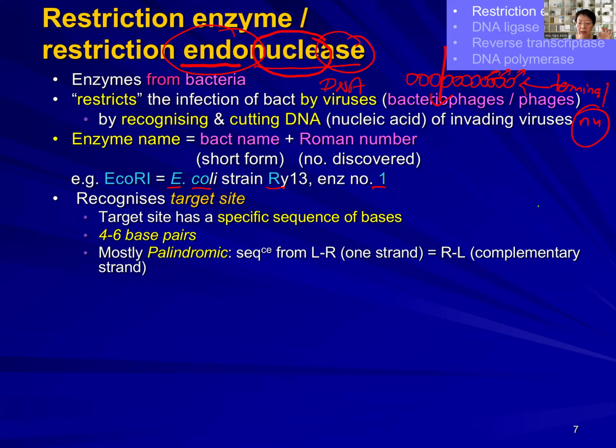That means the sequence of bases from left to right in one strand will be equal to the sequence of bases from right to left in the complementary strand. Example here, GAATTC, GAATTC.